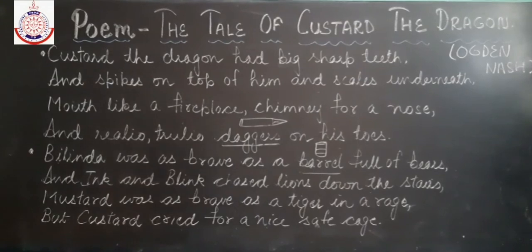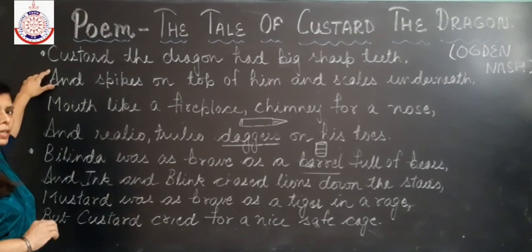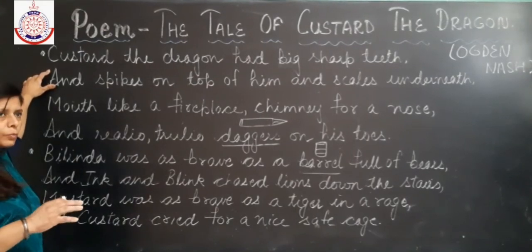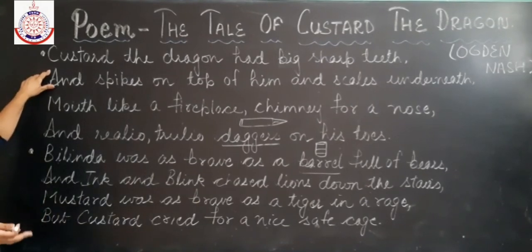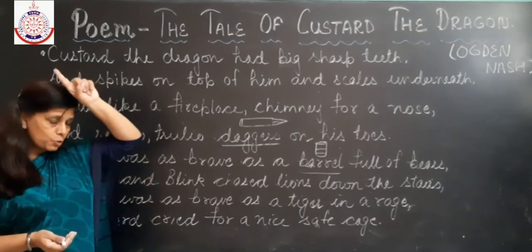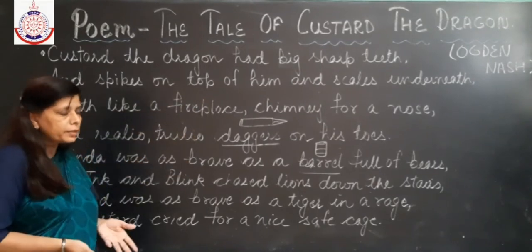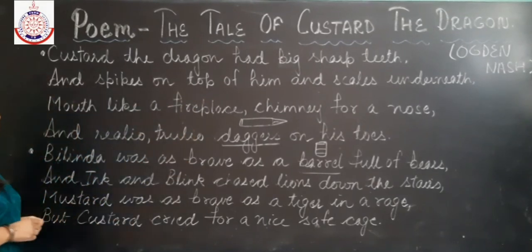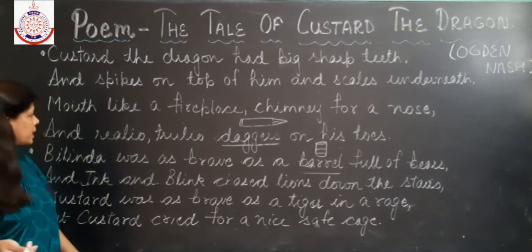Now let us read the next stanza. Custard, the dragon, had big sharp teeth. You must have seen a dragon in movies or in serials. So same, Custard also, who was a dragon, had big sharp teeth and spikes. Spikes, you know, spikes on top of him, and scales underneath. Underneath means under his body.